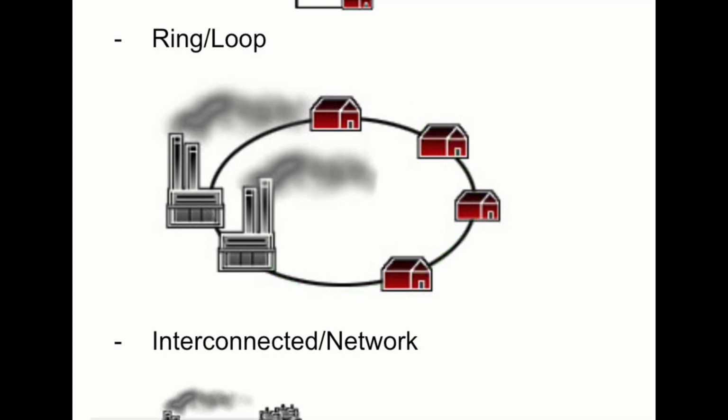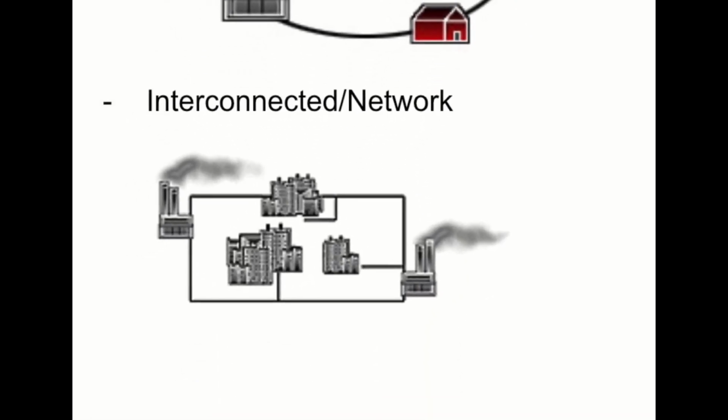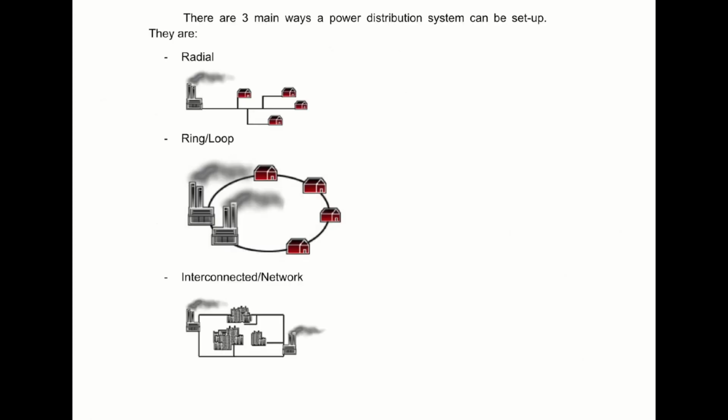The interconnected system is made up of interlocking loop systems. Here, a given customer can be fed from more than 2 sources. This system ensures reliability if there is a failure in transmission. It is also the most expensive system and for this reason, it is mostly used in congested or high load density areas.